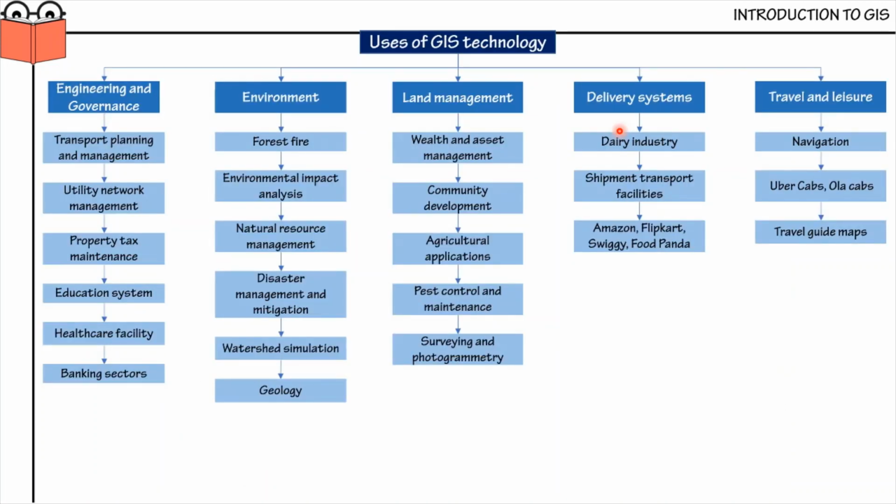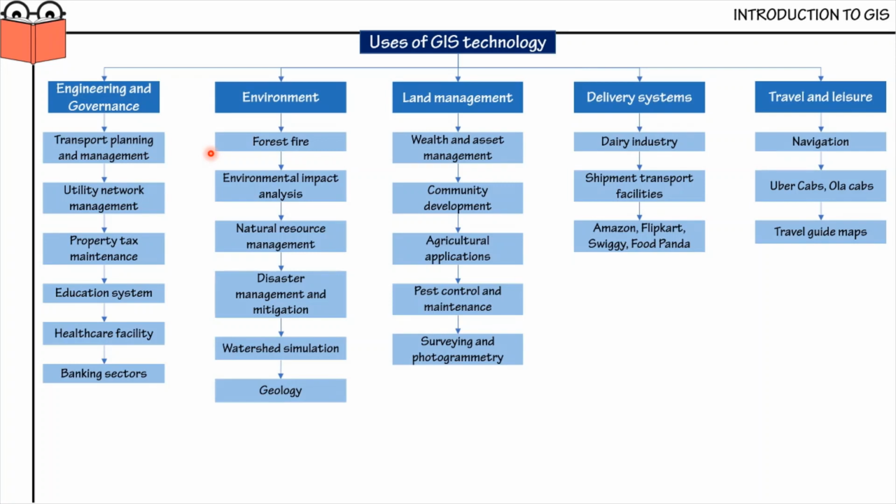So let's see who all can use this technology. This is a very small number. I've just jotted down a few of the uses. There are tens of thousands of users. A lot of people use it. For instance, in engineering and governing, GIS is used in transport planning and management, utility network management, property tax maintenance, education system, healthcare facility, and banking.